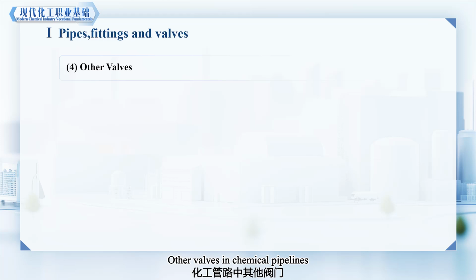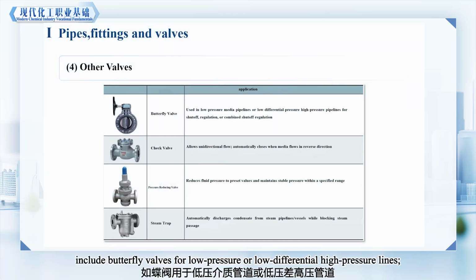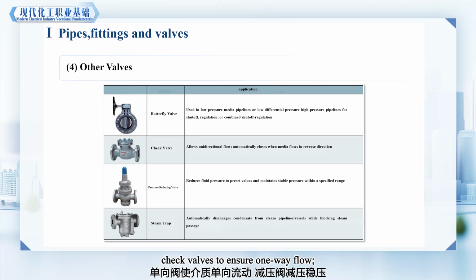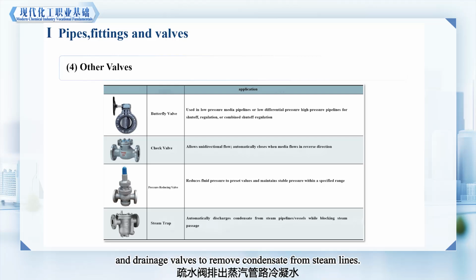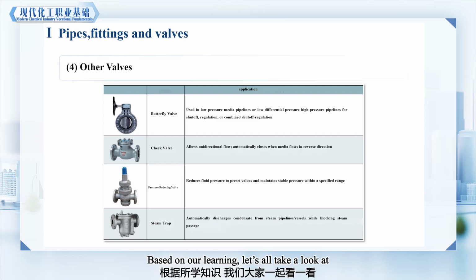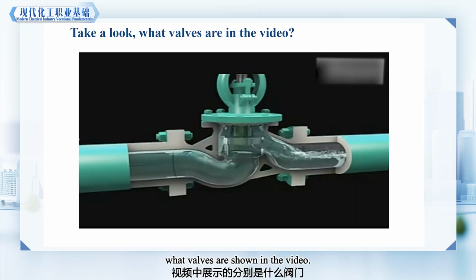Other valves in chemical pipelines include butterfly valves for low pressure or low differential, high pressure lines, check valves to ensure one-way flow, pressure reducing valves to lower and stabilize pressure, and drainage valves to remove condensate from steam lines. Based on our learning, let's all take a look at what valves are shown in the video.